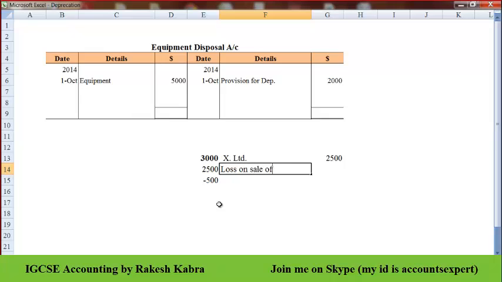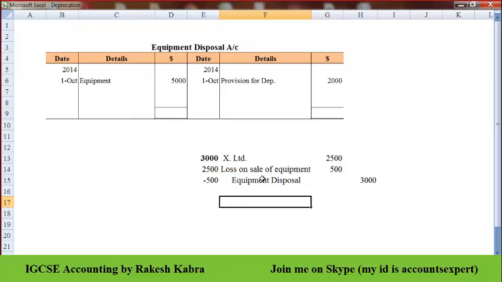Loss on sale of equipment. And how much is the loss? 500, isn't it? And the asset is gone. Half the asset is gone, so there is a decrease in assets, and decrease in asset means credit. Equipment disposal account. I will write equipment disposal account. And what was the value of that half asset today? 3,000, isn't it? Today the value of that half equipment is 3,000, but we sold it only for 2,500. So there is a loss of 500.